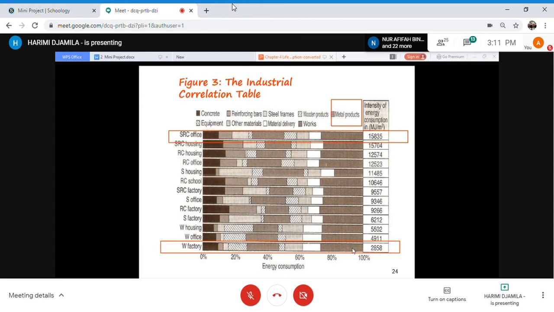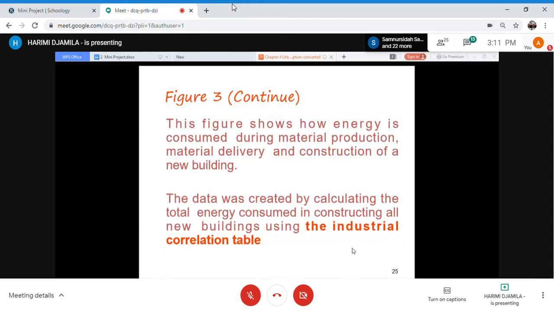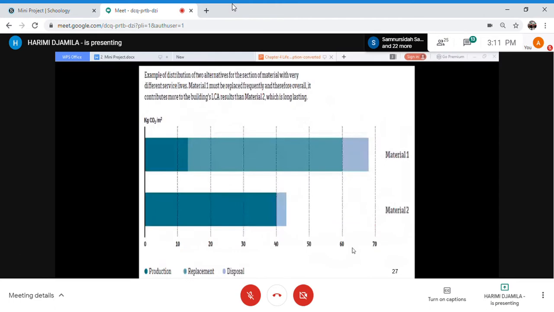As I mentioned to you before, even though it's a very well-known fact that wood doesn't affect the environment considerably compared to concrete, however, there are other factors which need to be considered, which I show here. If I take two materials, material 1 and material 2, I want to calculate the amount of carbon dioxide generated from material 1 and material 2.